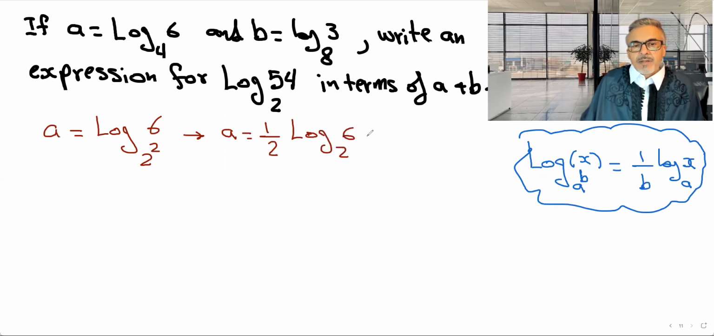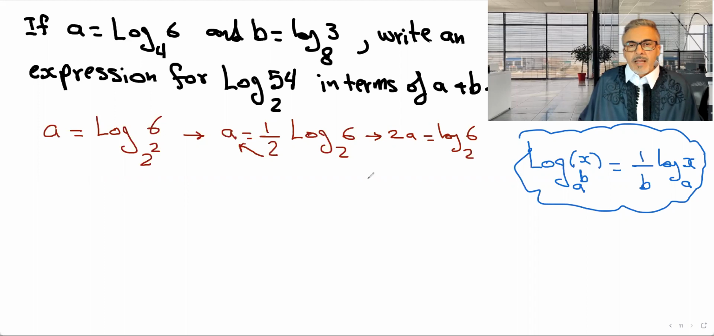Can we take this a little bit further? Yes, we can. Cross multiply this 2 to the other side of the equal sign, and it will hit the a right there. So it becomes 2a equals log base 2 of 6. That's just cross multiplying. Now let's go to the next one, which is b equals log base 8 of 3.